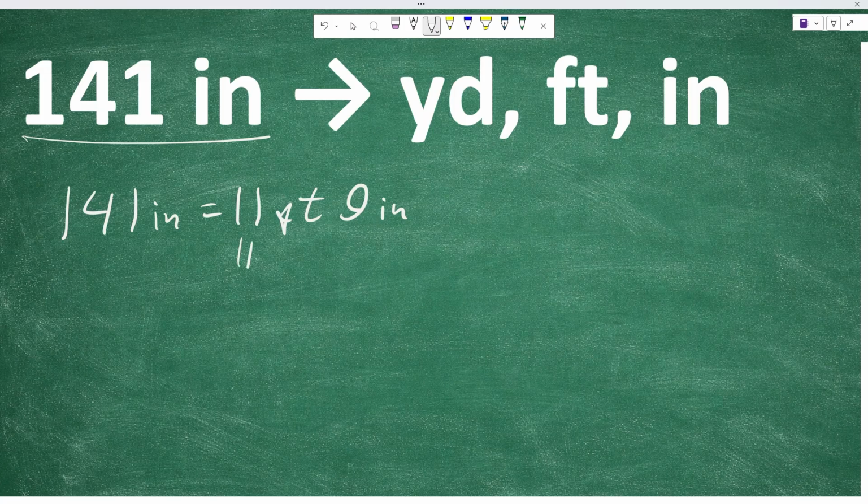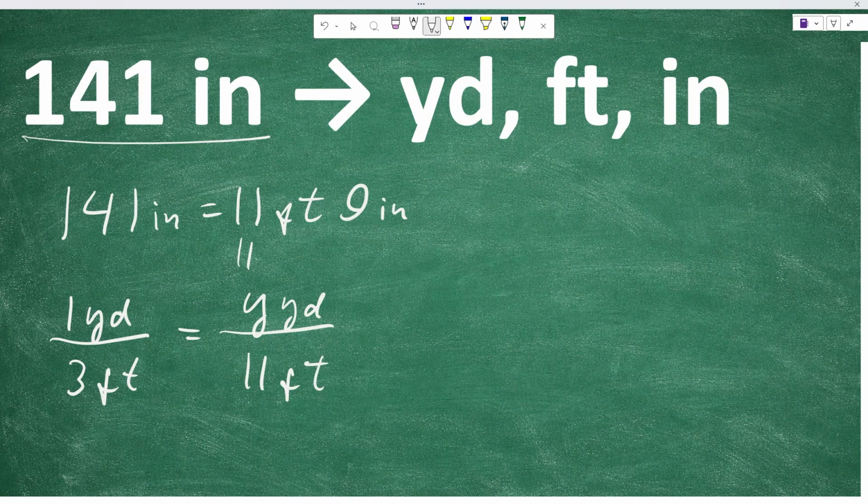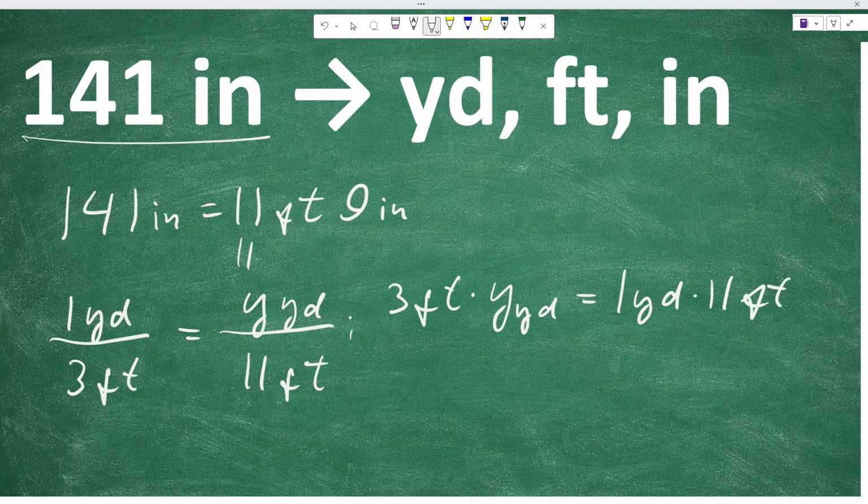We take those 11 feet and figure out how many yards are hiding inside them. We set up a new proportion using 1 yard over 3 feet equals y yard over 11 feet. Y is what we are looking for. And again, we do cross multiplication and we keep those abbreviations. 3 feet times y yard equals 1 yard times 11 feet. And we solve this for y yard.